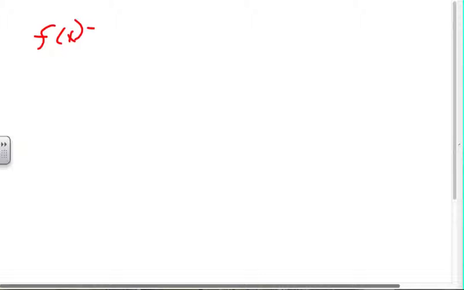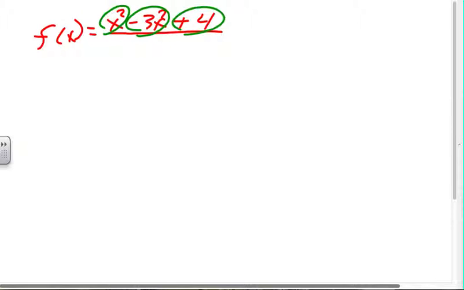F of x is x cubed minus 3x squared plus 4. Now you notice I have three different terms up here. I've got an x squared, I've got this one, and I've got this one. So if my denominator is right, where it's just a single term, I should be able to break these up. And sure enough, my denominator is x squared. And we want to find the derivative.